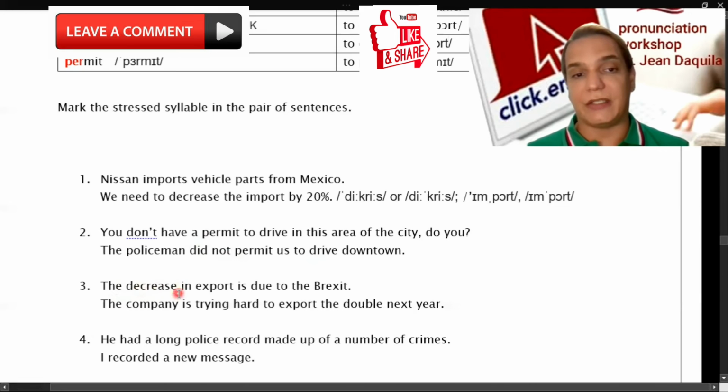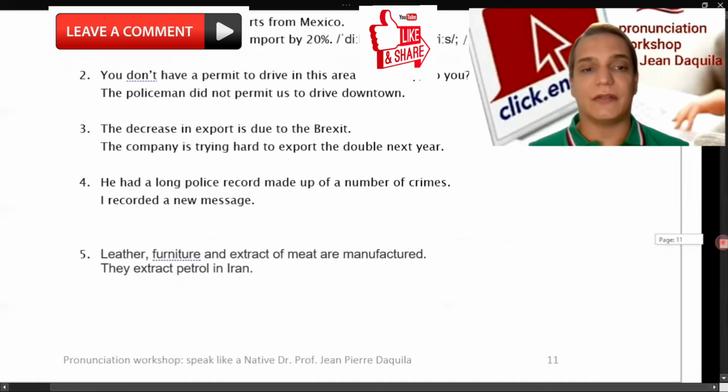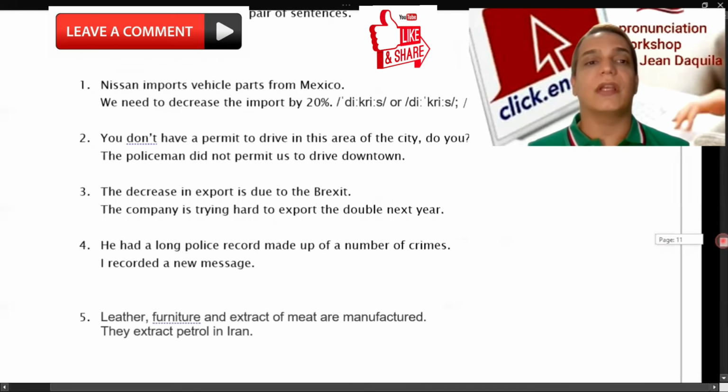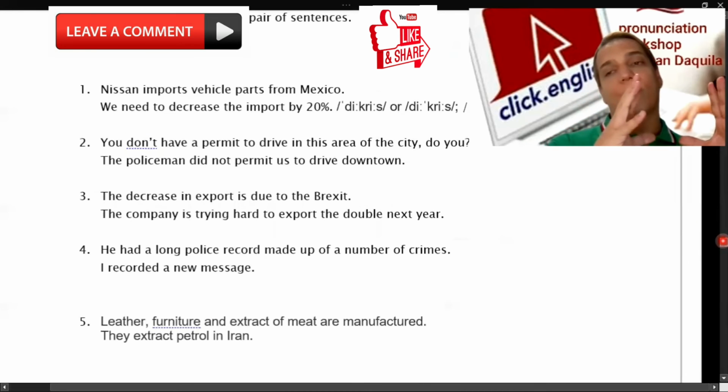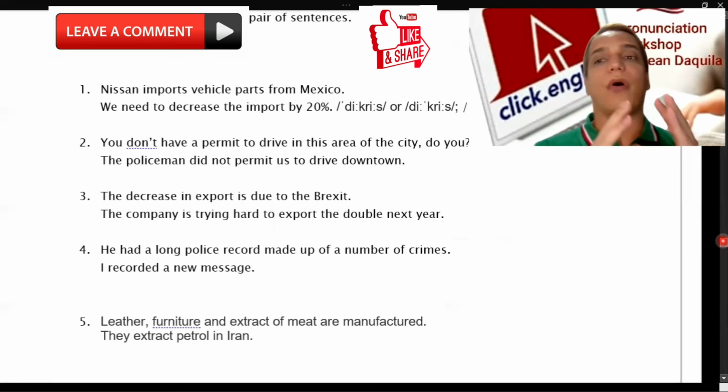And here, in this one, is it a verb or a noun? How many sentences do you have? Five sentences. Pay attention to whether in the sentence you are pronouncing the noun or the verb. I was a little bit mean.